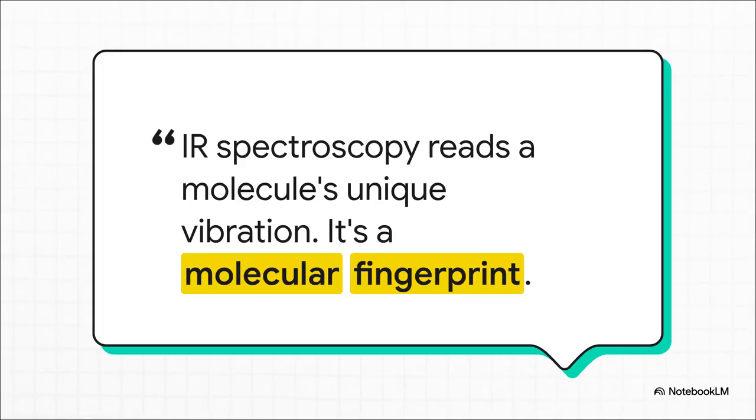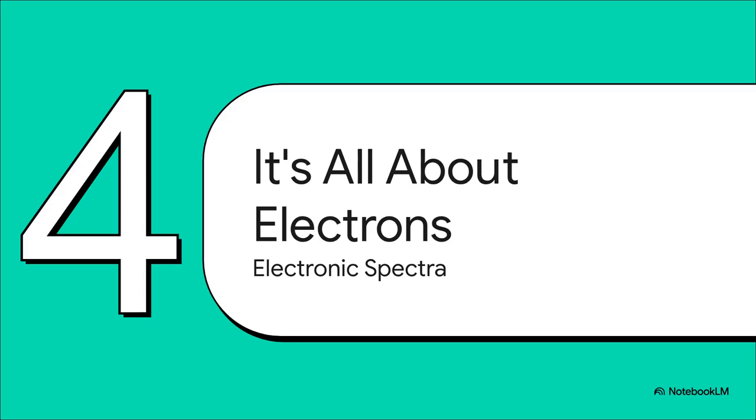And that is the absolute core concept right there. Think about it. Just like no two people have the exact same fingerprint, no two different molecules have the exact same pattern of vibrations. It's totally unique. So by reading those vibrations with infrared light, we can identify a substance with unbelievable certainty. It is, quite literally, its molecular fingerprint. It's the definitive ID.